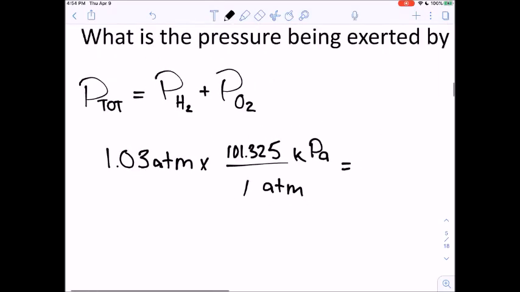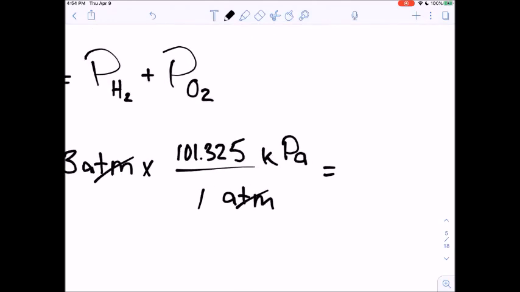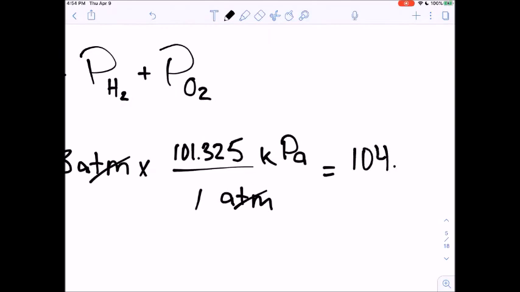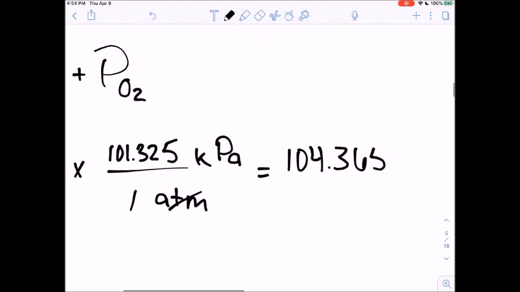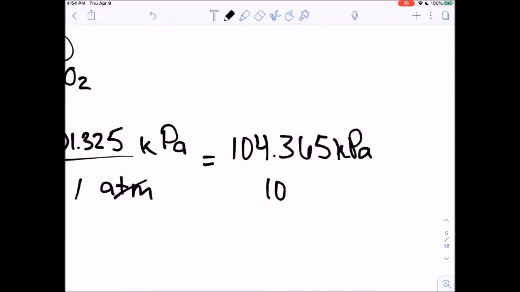Now you plug this into your calculator, your atmospheres cancel out, you're left in kilopascals, and you end up with 104.365 kilopascals, which with significant digits becomes 104 kilopascals.